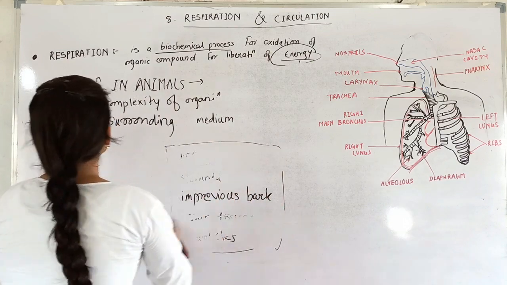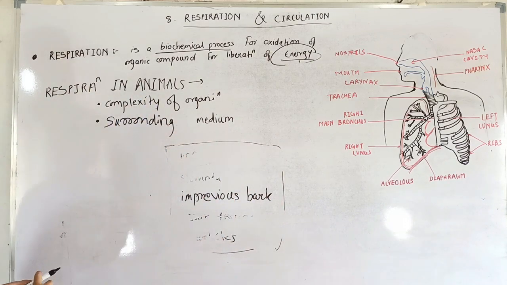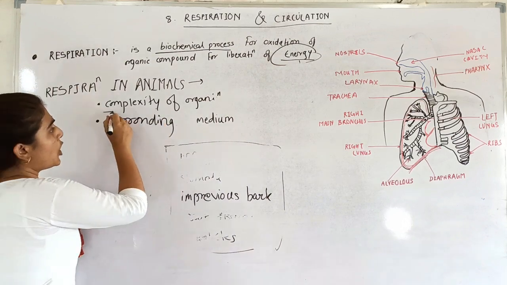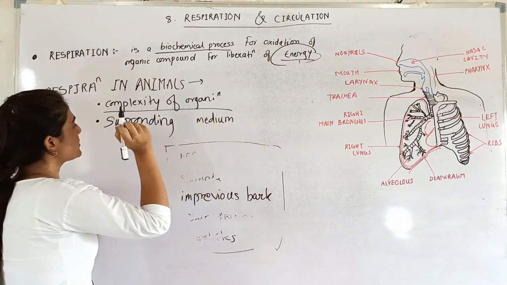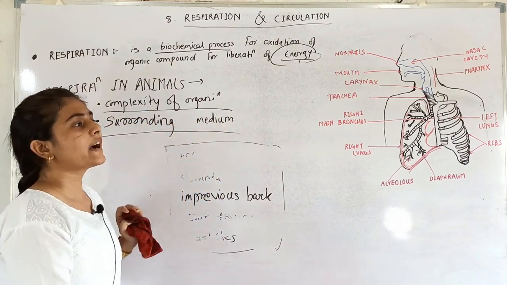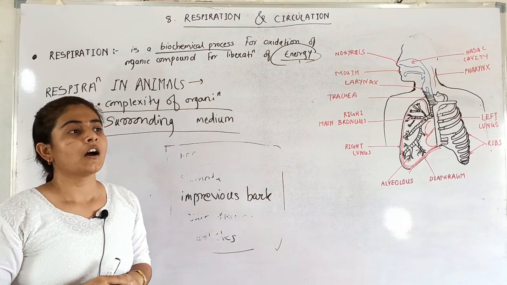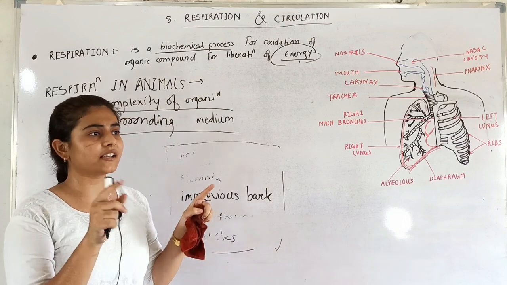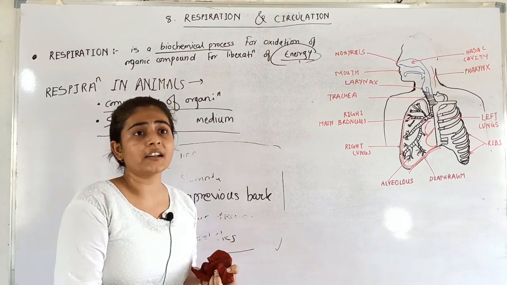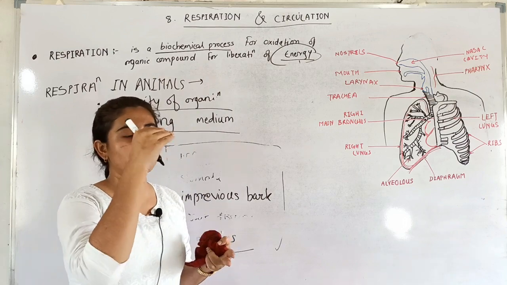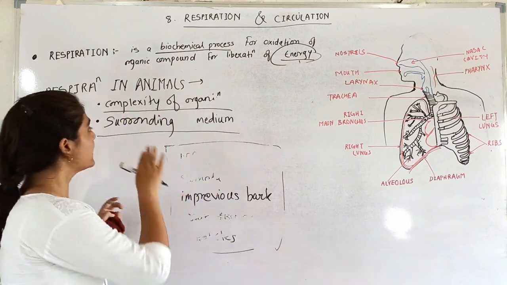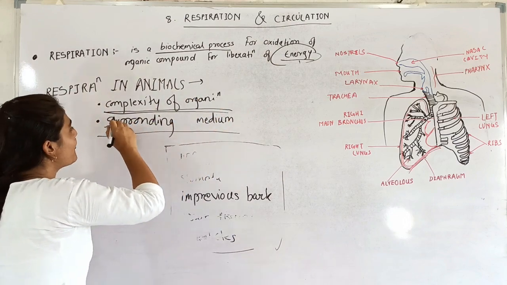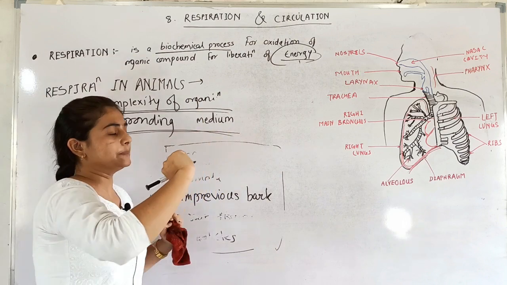Now let's discuss respiration in animals. The 2 main points on which respiration in animals depends are complexity of organization and surrounding medium. While respiring, we are also animals. Our respiration depends upon the surroundings we are living in. If you are at home, if you are outside, if you are working, your respiration rate varies. So respiration in animals depends upon the complexity of organization and surrounding medium.